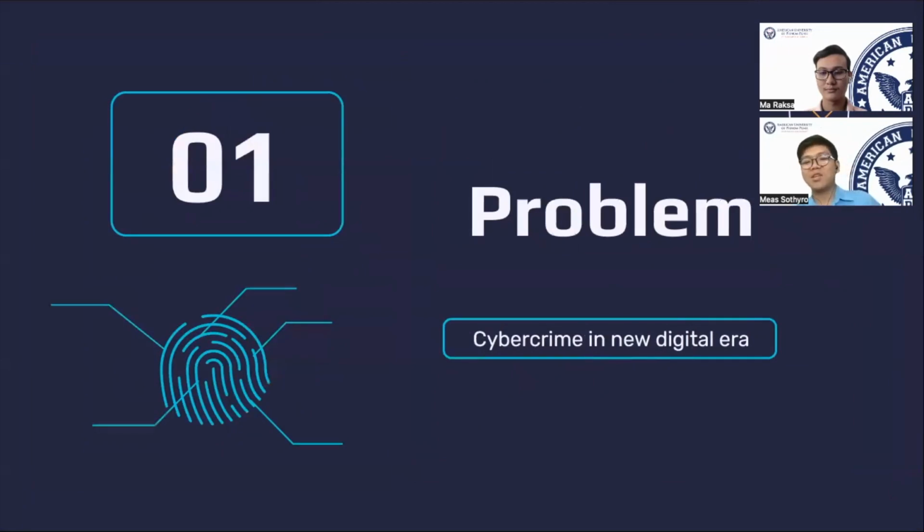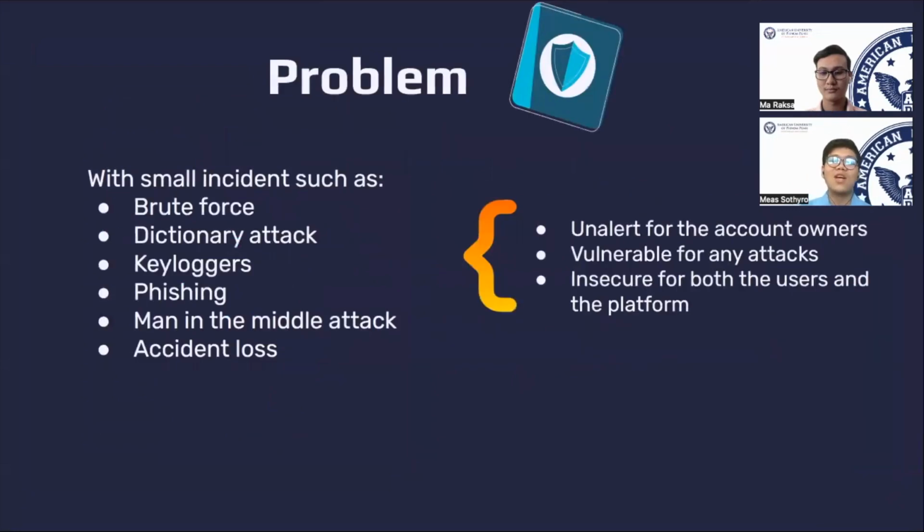I would like to start by talking about the problem. The cyber crime in the new digital era. The problem is that when there's a small incident such as brute force, like what we have learned in class, dictionary attack, keylogger, phishing, man in the middle attack, or any accidental loss, for instance, I accidentally show my password to my friends, or I accidentally lost my passcode. The attacker or people who actually get the password can use the account and it doesn't even alert the account owner, like in the slide.